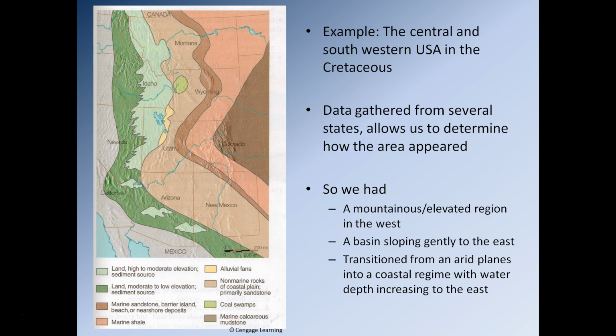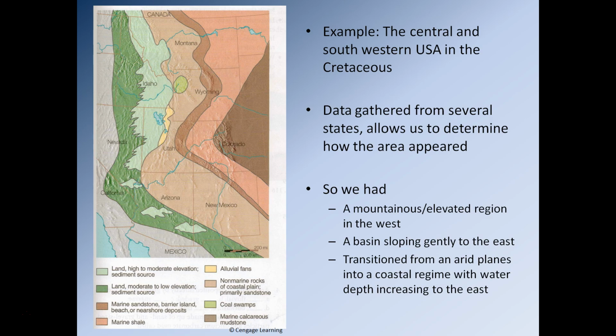Is this an alluvial fan environment? Is this a desert environment? Is this a lagoon environment, for instance? And so this is the type of map they've come up with. Over here we have two greens. So we have land, moderate to low elevation, sediment source. And in light green here we have land, high to moderate elevation, sediment source. So that's a mountainous terrain. So we know that in the Cretaceous, this green band here represents mountains, or at least very big hills.